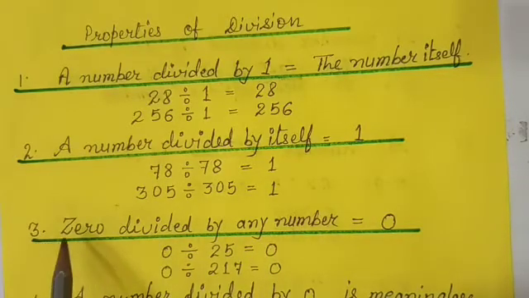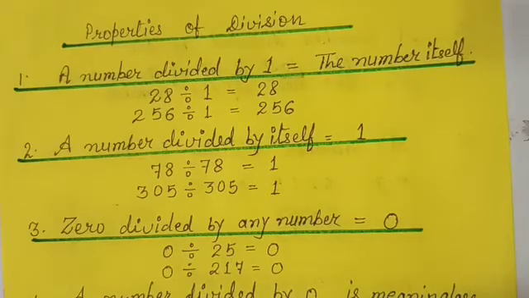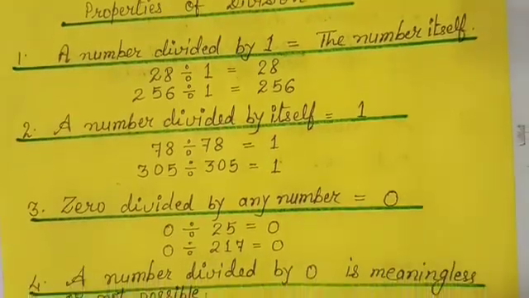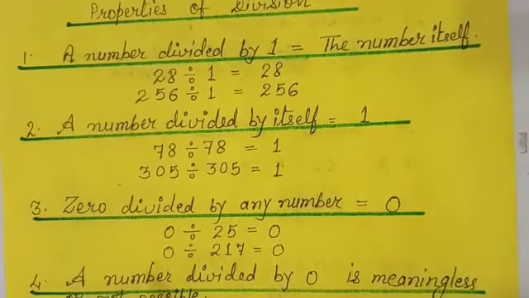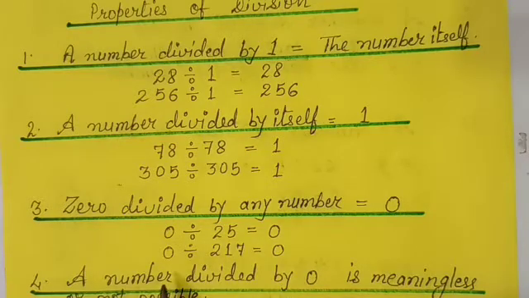The third property is 0 divided by any number is equal to 0. Therefore 0 divided by 25 is equal to 0 and 0 divided by 217 is equal to 0. And fourth property is a number divided by 0 is meaningless. That means it is not possible.